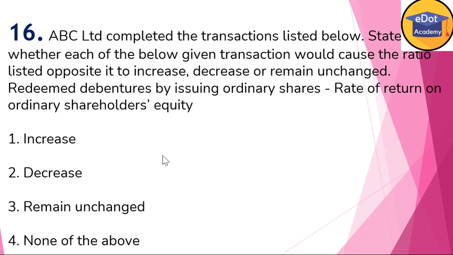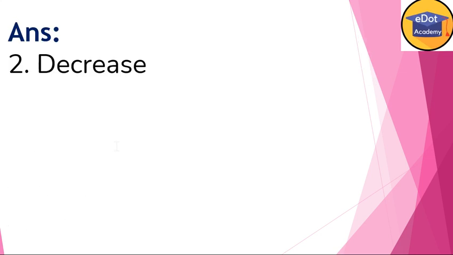So for the rate of return on ordinary shareholders' equity, because debentures are redeemed by issuing ordinary shares, the number of shares is increasing. That means the denominator is increasing. So when the denominator increases, the rate of return will decrease. So option 2 is correct here. That means the rate of return on ordinary shareholders' equity will decrease.